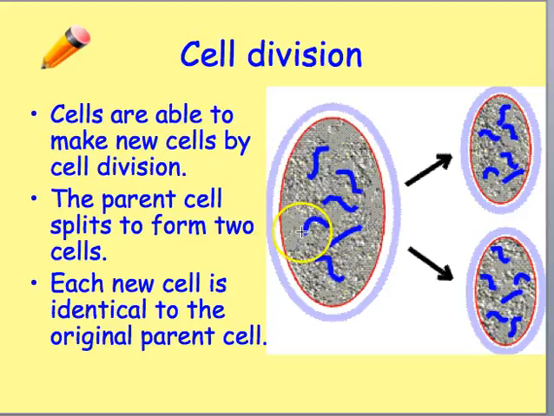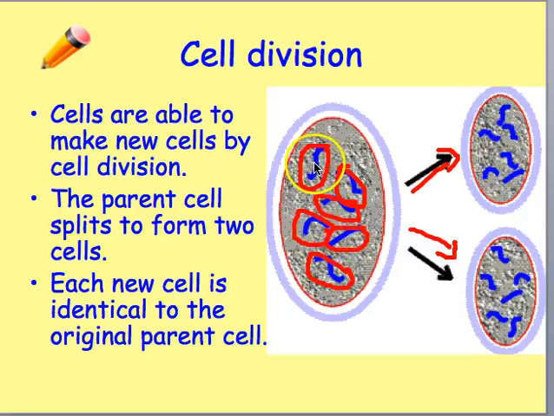So what goes on is the parent cell has to split to form two new cells, but it has to have made copies of each of these chromosomes that are here in order to make sure that the two new cells that are formed have exactly the same number of chromosomes that were in the original parent. So I've just circled these ones here.